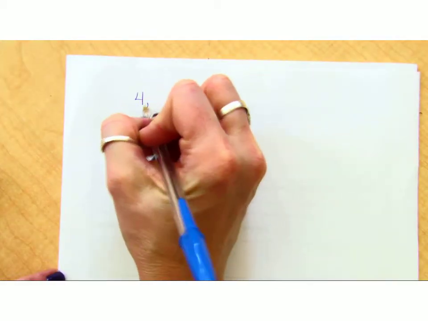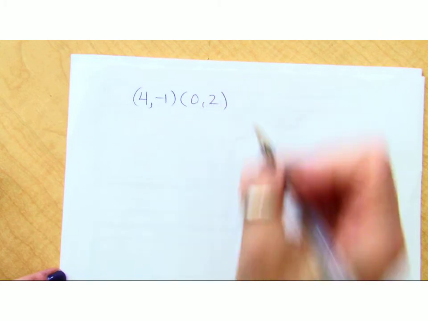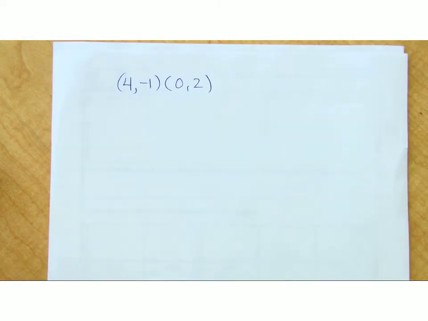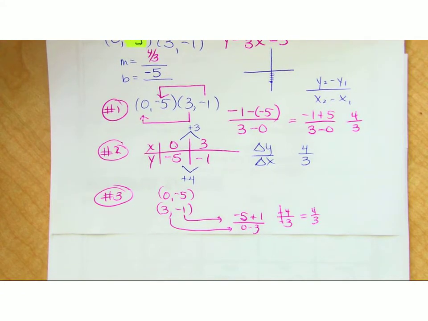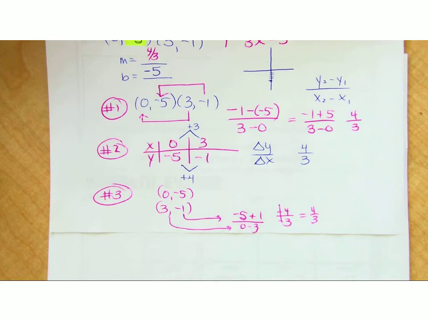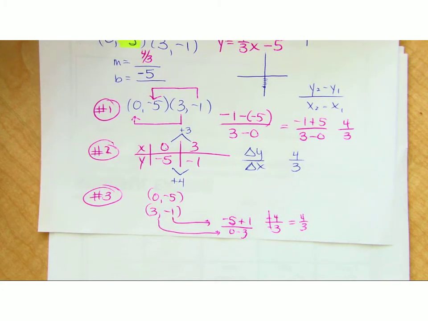4, negative 1, 0, 2. I want you to feel out which of these 3 ways feels the most natural to you. Pick one. What is your instinct? Like when you got to go find a slope, which of these 3 do you go to first? Okay, try that.